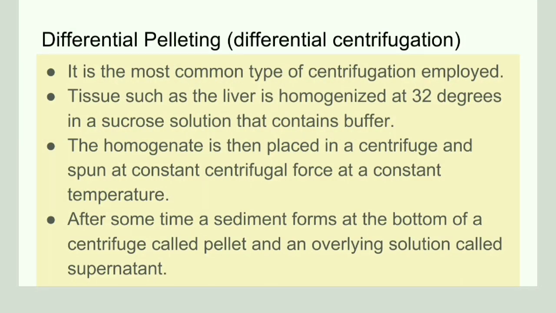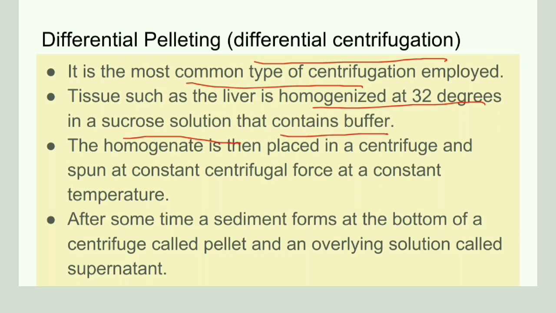Next, we will discuss differential centrifugation. Differential centrifugation is the most common type of centrifugation. First, a tissue is taken. This tissue can be a liver tissue, for example. It is homogenized at 32 degrees Celsius in a sucrose solution that contains a buffer.